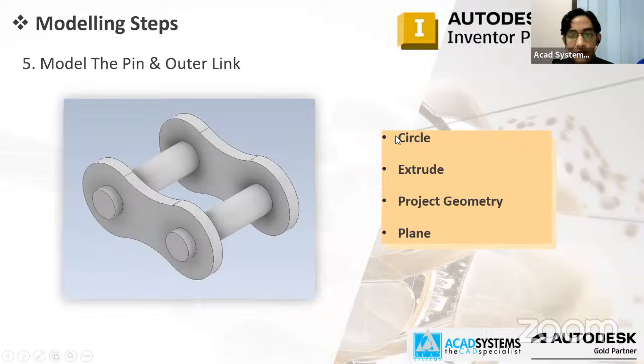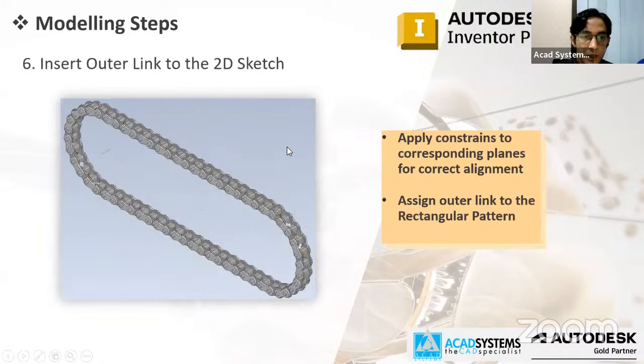Okay, again, these are the tools that we are going to use for modeling this link. Okay, then we want to insert inner link into the assembly like this. Okay, and then we apply constraints and also assign to the rectangular pattern.